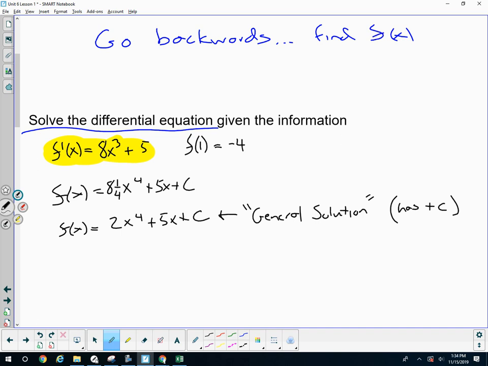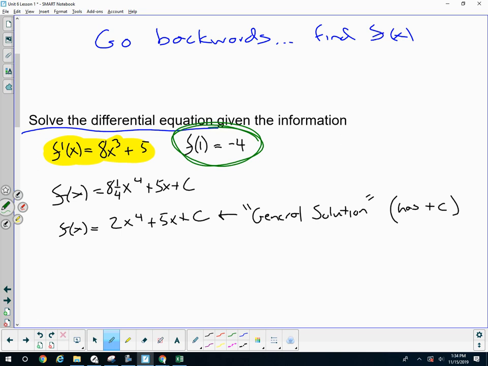That's not our ultimate goal. Our ultimate goal is to find a very specific function whose derivative is 8x cubed plus 5. And the specific function will be found by utilizing this extra piece of information. Okay? This is called an initial condition.